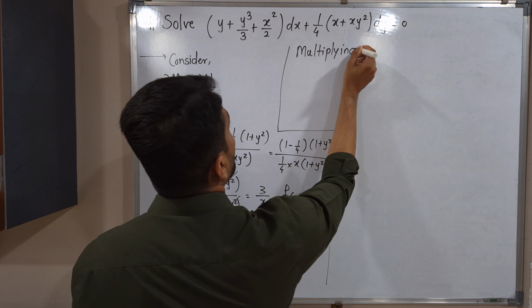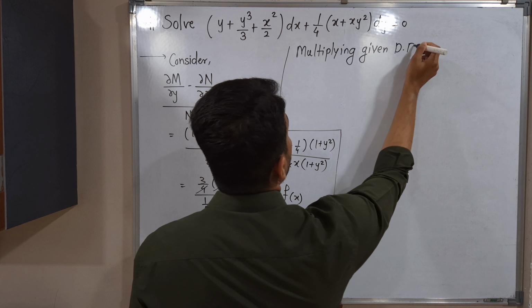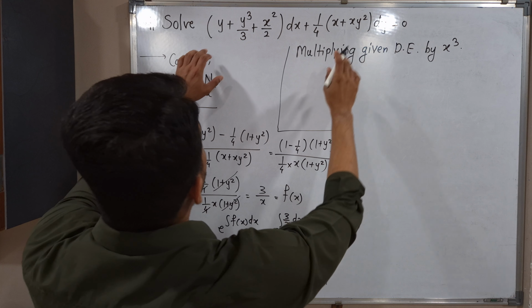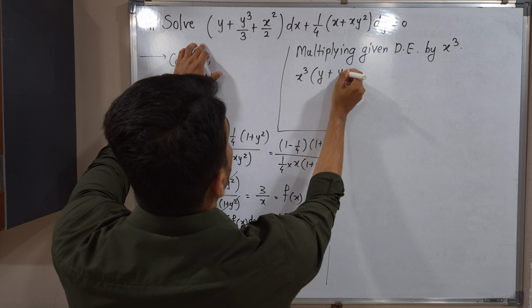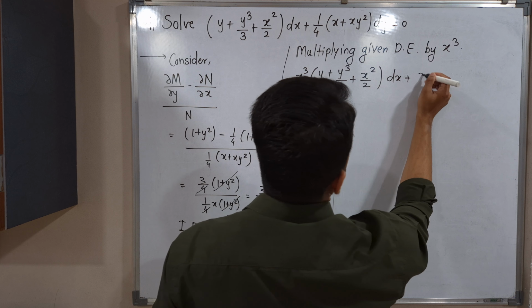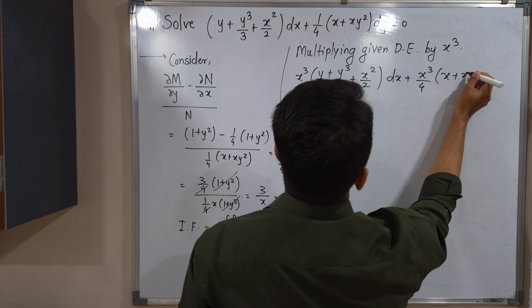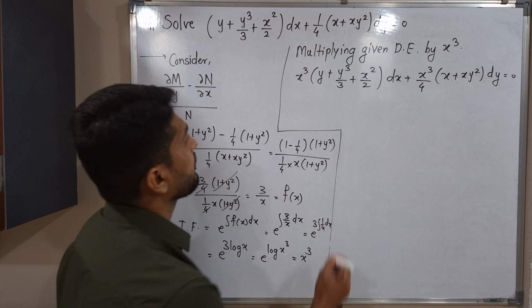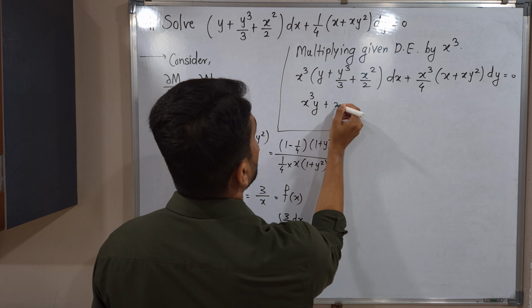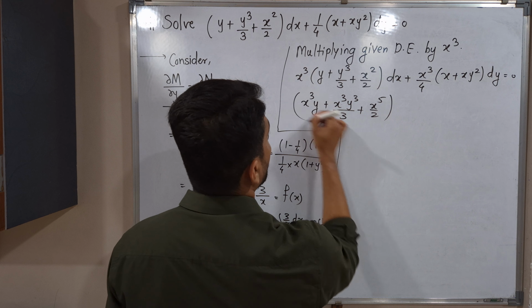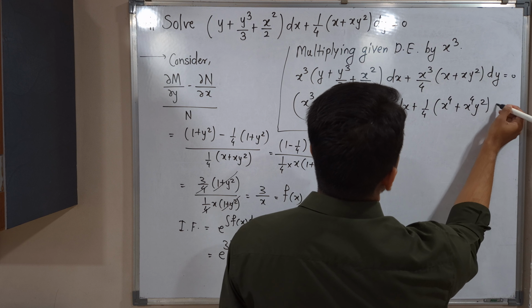Multiplying the given differential equation by x cube. I need to multiply this differential equation by x cube on both sides. That means x cube into this bracket, y cube by 3 plus x square by 2, dx, plus here also x cube into 1 by 4 x plus xy square, dy is equal to 0. What will I do? I will solve the bracket, it will be better. So x cube y plus x cube y cube by 3, x raised to 5 by 2, dx. On this side also, 1 by 4 we can keep outside, x raised to 4 plus x raised to 4 y square, dy is equal to 0.